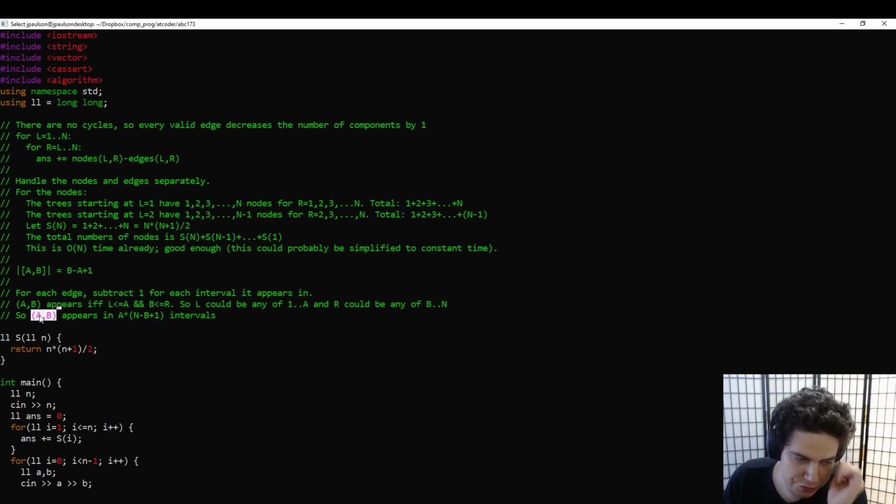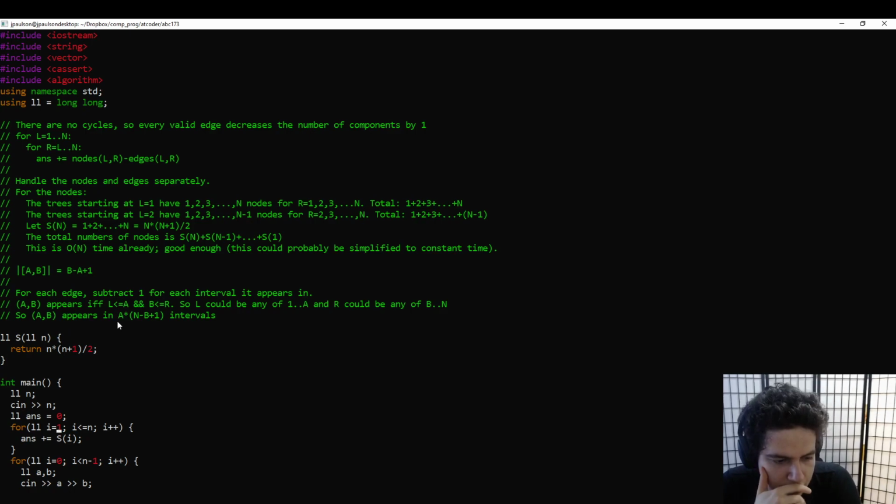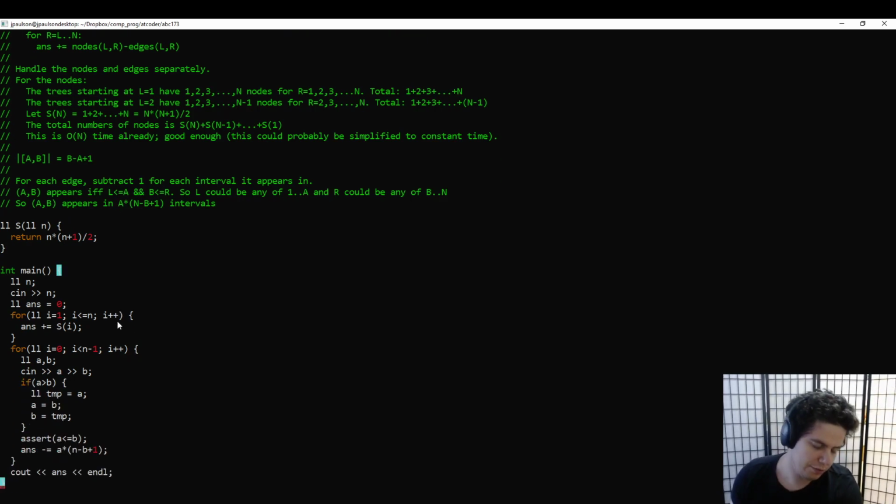So how many trees does AB appear in? It appears in this many trees, or intervals. Each interval gives us a tree. So that's the whole solution. Let's look at the code. It's actually quite short because this is mostly a conceptual problem. Thinking of the solution is the hard part.